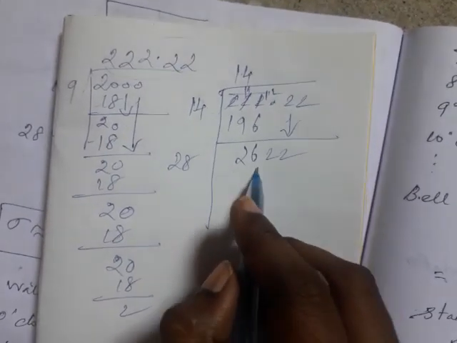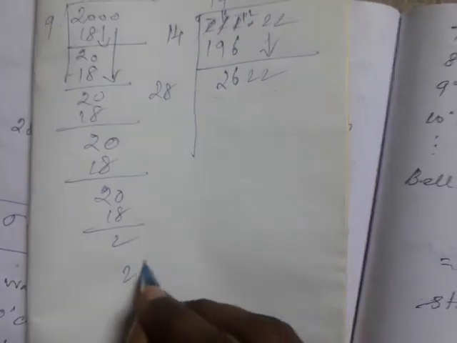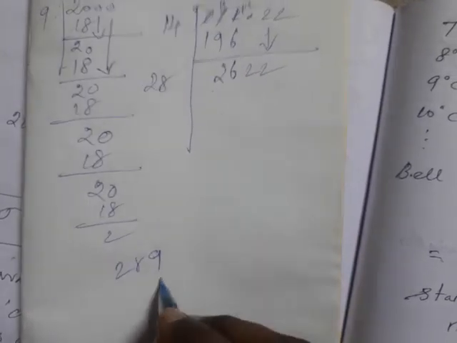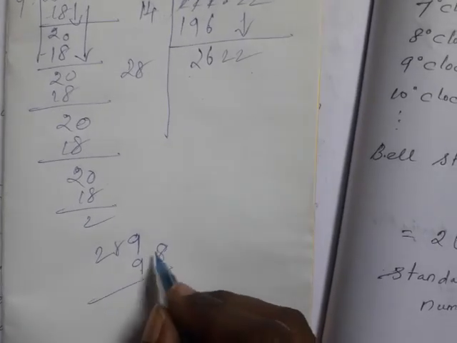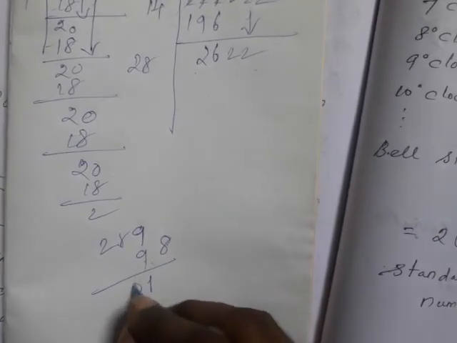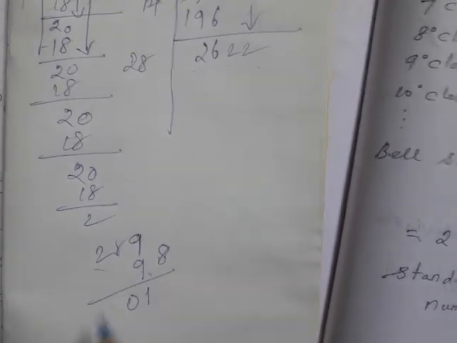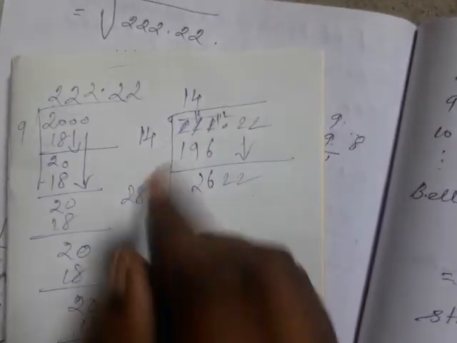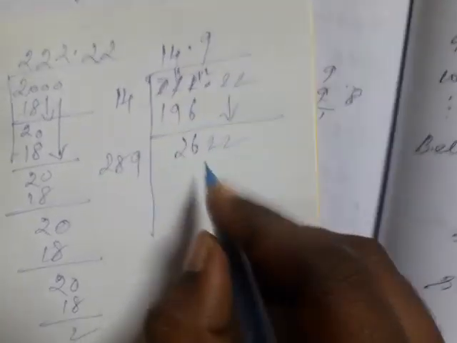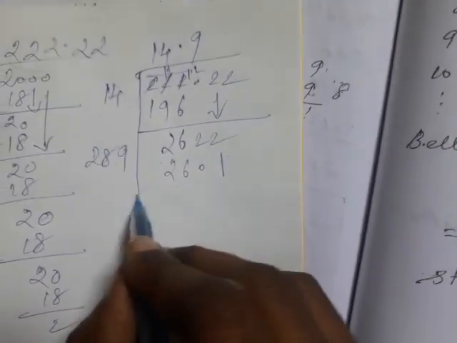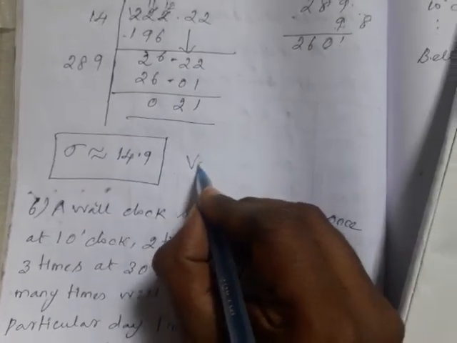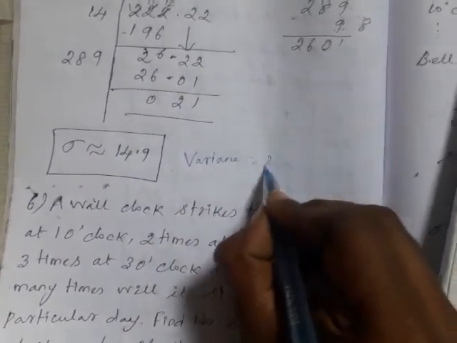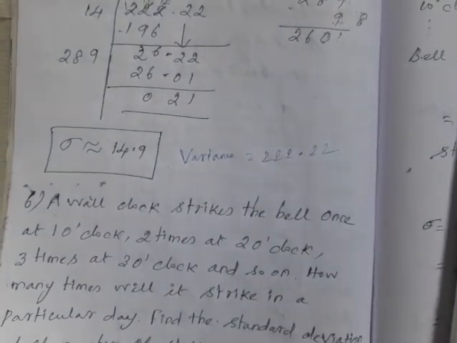So 2622. Within this, which digit goes after 28? Try 9: 9 9s are 81, remaining 8. 7 and 8 9s are 72, 72 plus 8 is 80, remaining 8. 2 9s are 18, 18 plus 8 is 26. So 9 will come, 14.9. The answer is 2601, subtract it, remaining 21. So sigma value is approximately 14.9, and the variance is 222.22. Thank you students.